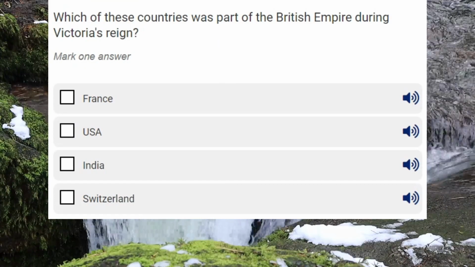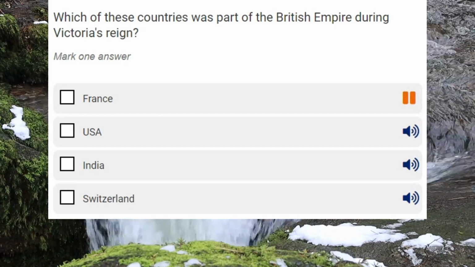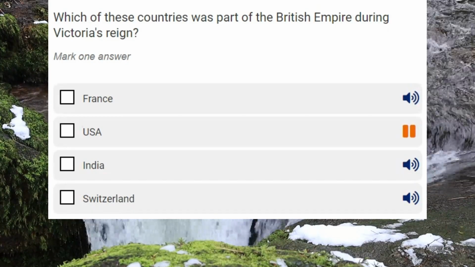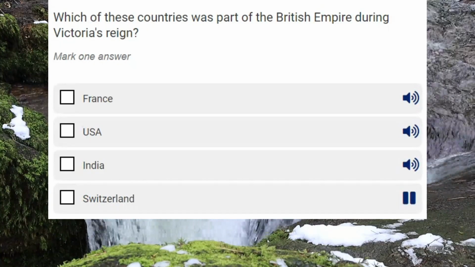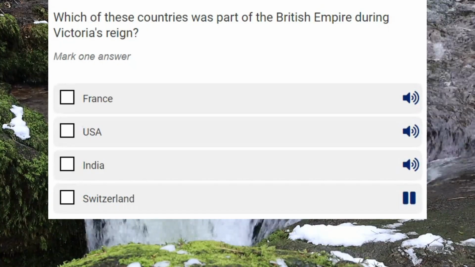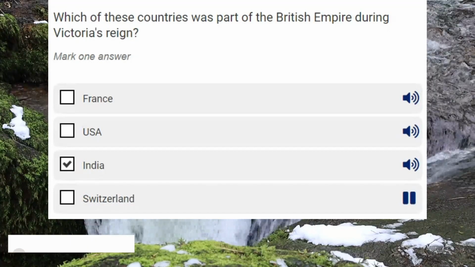Which of these countries was part of the British Empire during Victoria's reign? France, USA, India, Switzerland. The correct answer is India.